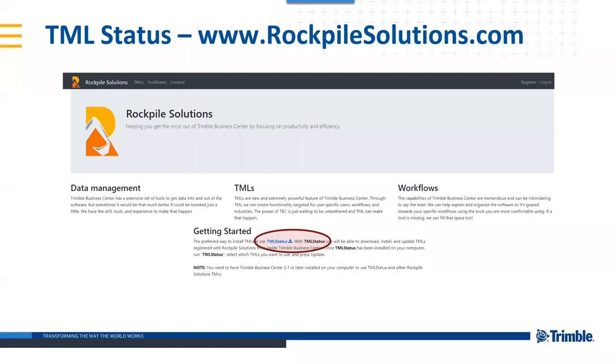So if you go to the rockpilesolutions.com website, on the home page, which is the landing page, you'll see this area that I've highlighted in the red box here, TML status, and you can click on that link there and it will download the TML status command.